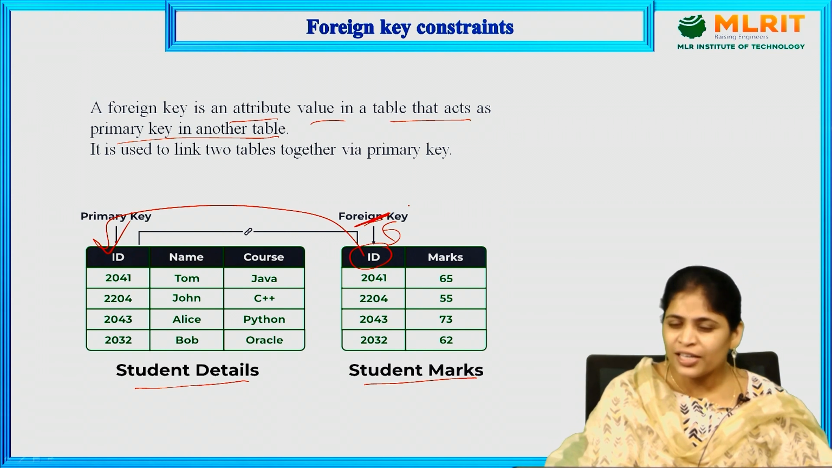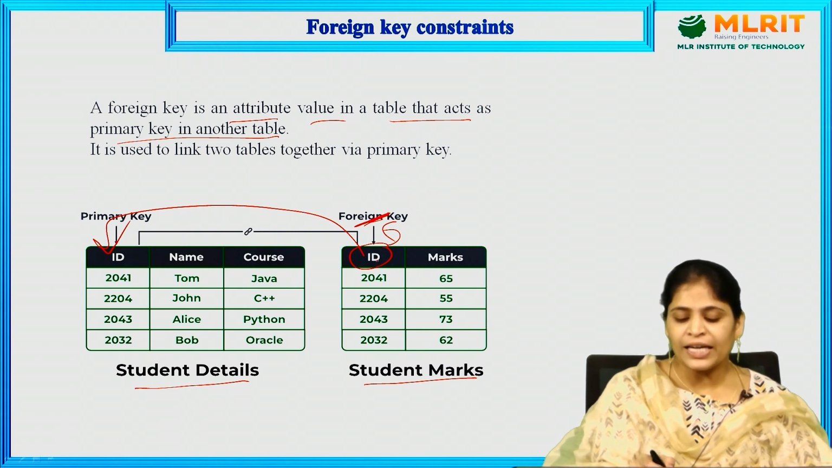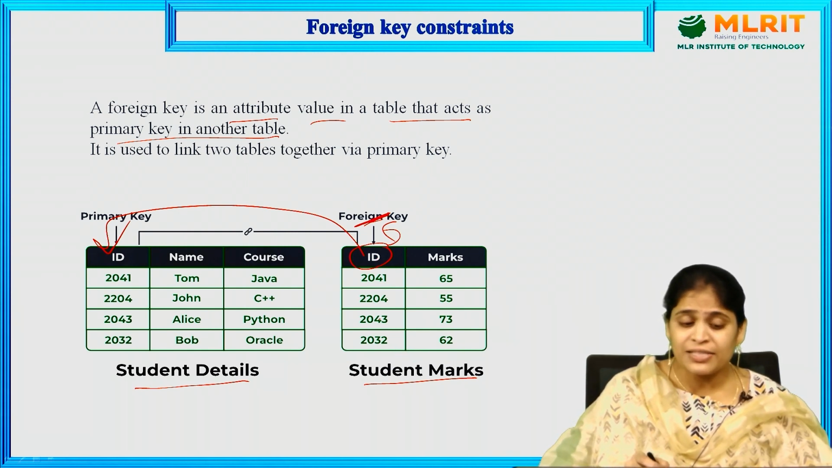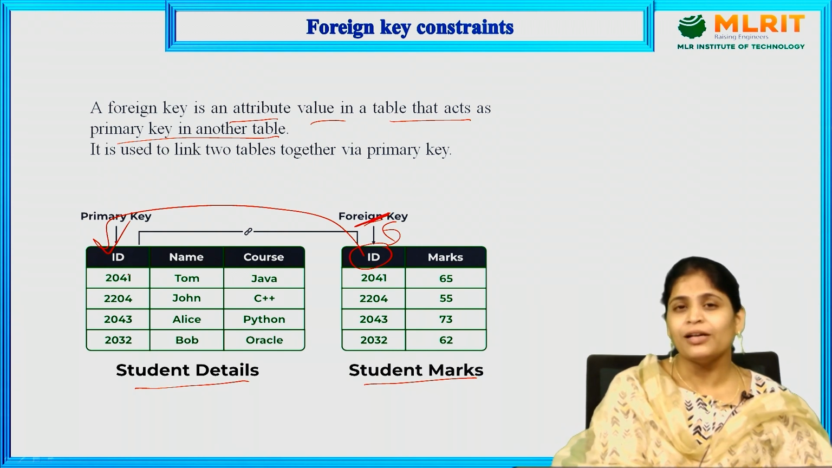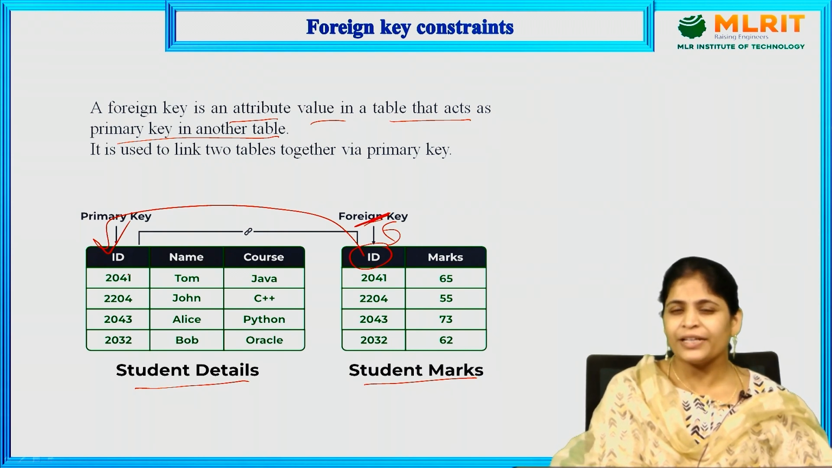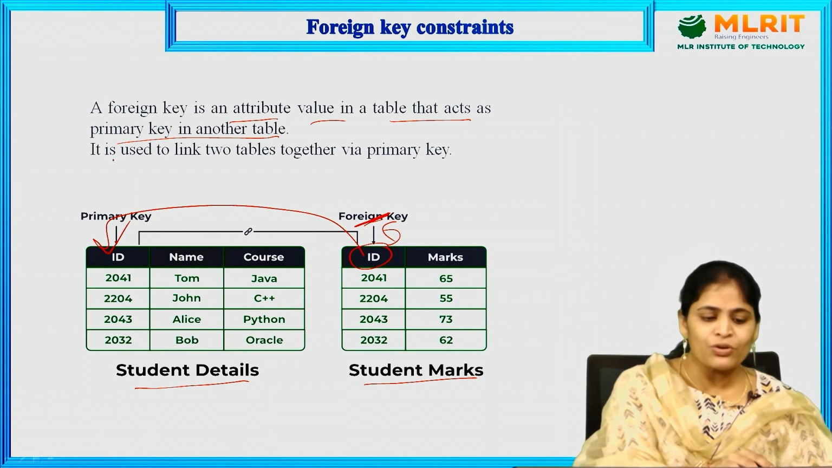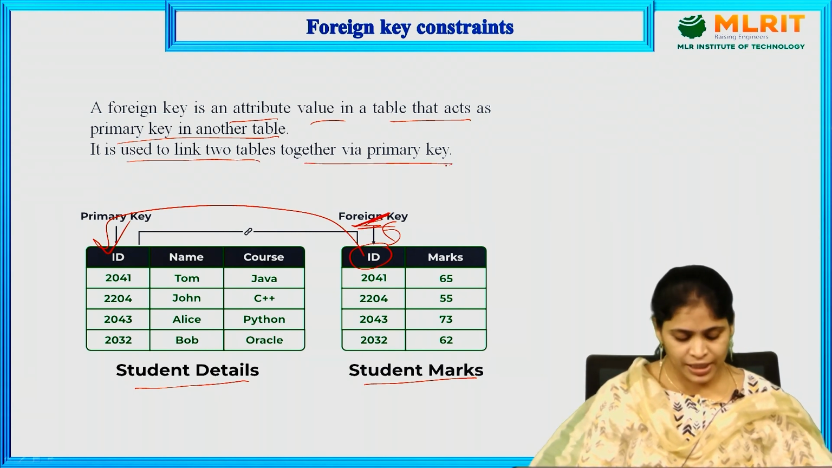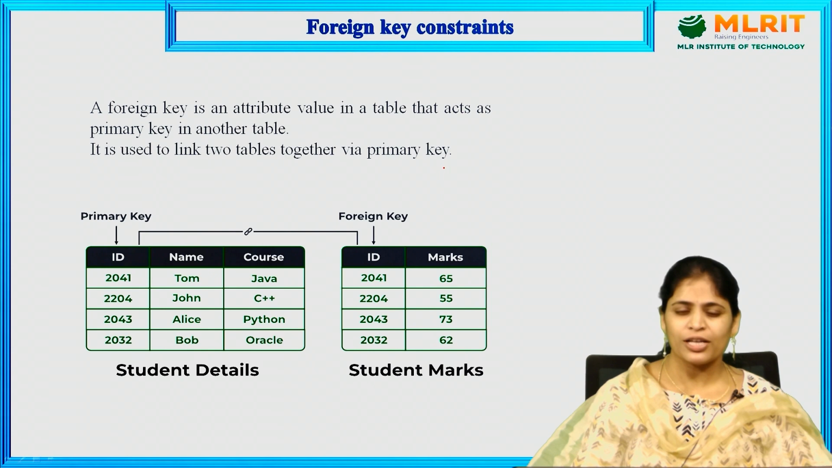A foreign key is a key in one table which acts as a primary key in another table. So, ID in student marks is a foreign key, which acts as a primary key in another table. Here we relate these 2 tables by using a primary key constraint. The foreign key is used to link 2 tables together through a primary key. That is what we call a foreign key.